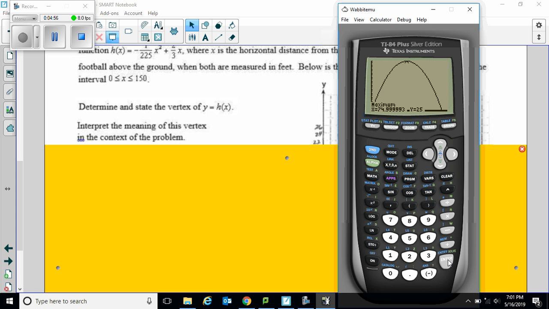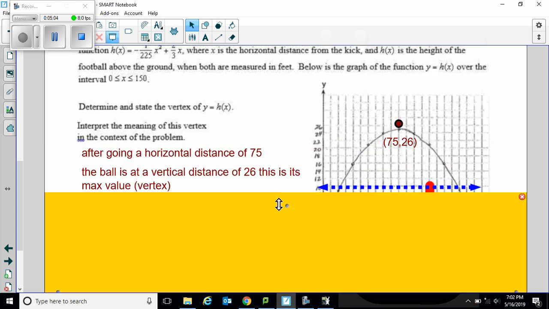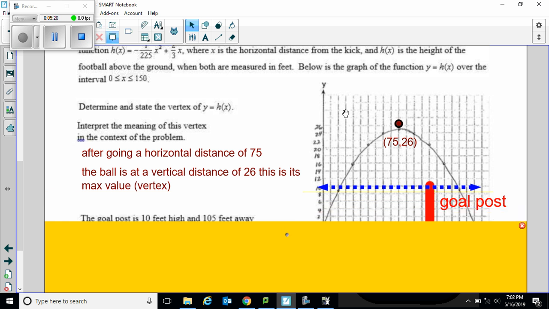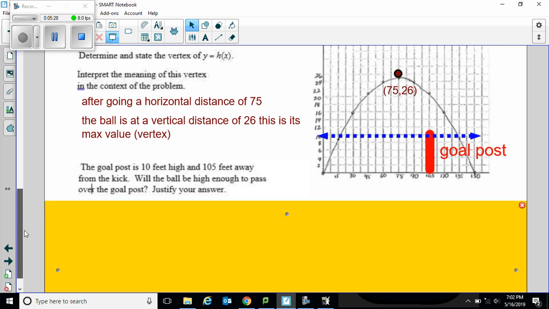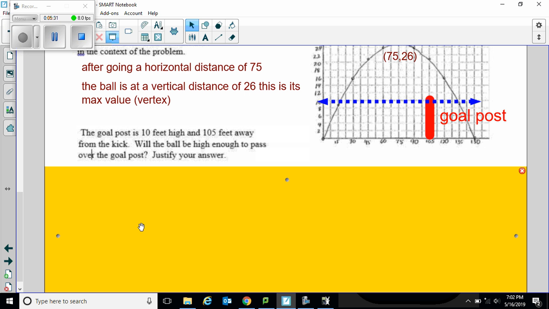It is guessing that our vertex is 75, 25. So in context, we're saying that after the ball's kicked, it's going to travel a horizontal distance of 75 feet and reach a vertical height of 25 feet. And we'll just label that right on our graph. There's your vertex.